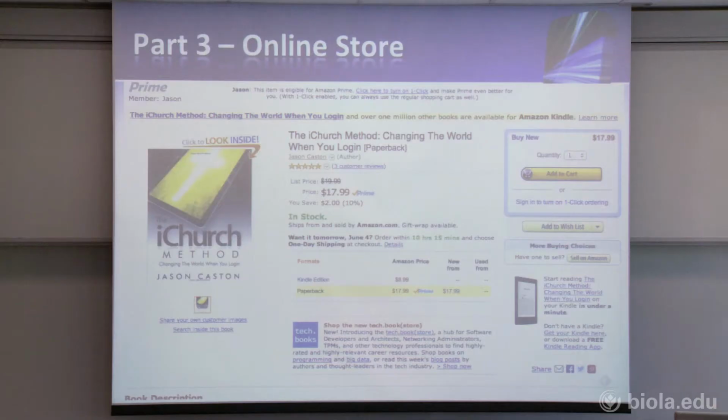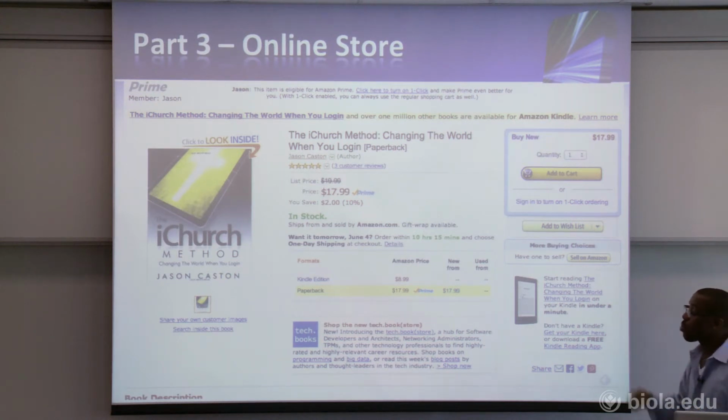Continuing on, online store. Now, again, when I talk about online stores, I talk about mimicking the Amazon experience. This is a page from Amazon, and what I want you to look at is, again, notice the things that are going on this page that you can bring to your online store. First and foremost, they have a tangible product. That's my paperback book. They have a digital product. That's the Kindle edition. There is no reason why churches should not have digital products.